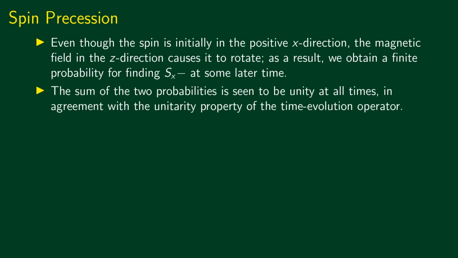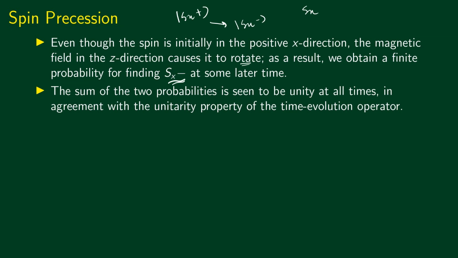We conclude that even though the spin is initially in the positive x direction, the magnetic field in the z direction causes it to rotate. As a result, we obtain a finite probability for finding Sx minus at some later time. So even though we started with the state ket Sx plus, after some time there's a probability, if you make a measurement of the x component of spin, for finding the system in the state ket Sx minus. That's after some time, not initially. Initially the probability is 0, but after some time there is a non-zero probability for finding the system in the state ket Sx minus if you make a measurement of the x component of spin.